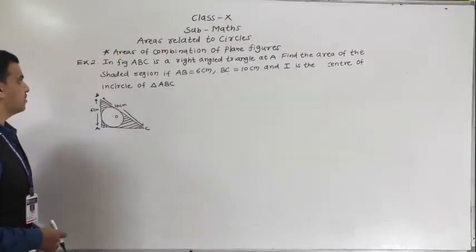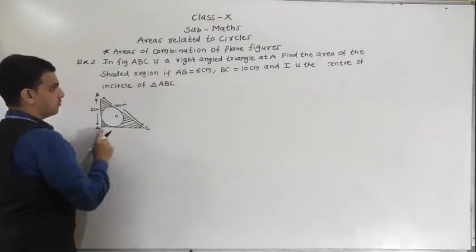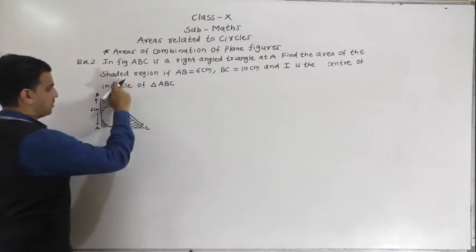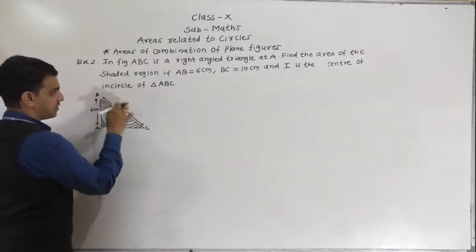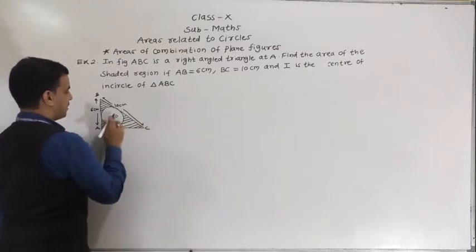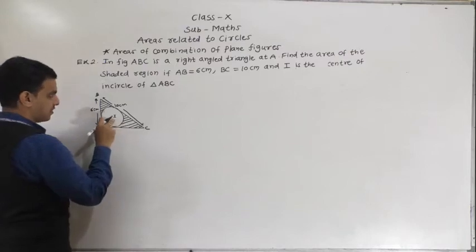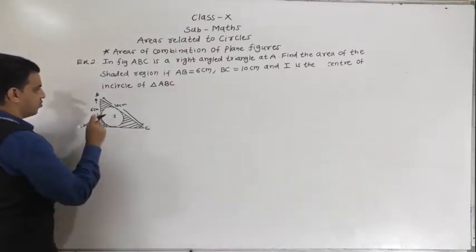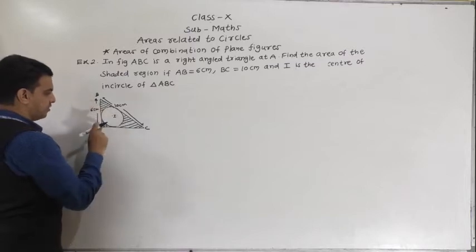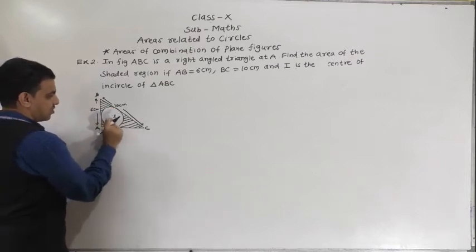Second example: in the figure, ABC is a right angle triangle at A. Find the area of the shaded region if AB is 6 cm, BC is 10 cm, and I is the center of the incircle of triangle ABC. So we have to find the area of the shaded region, that is area of triangle minus area of circle. But we don't know the radius of the circle.